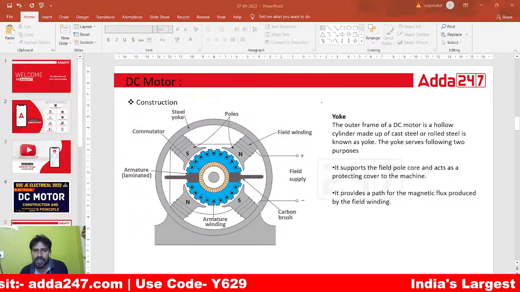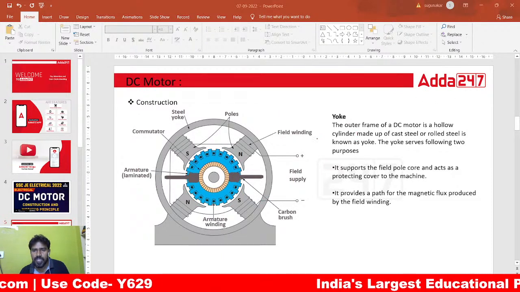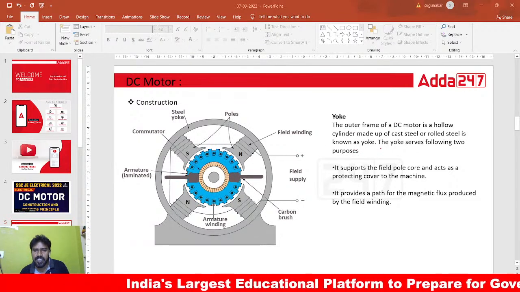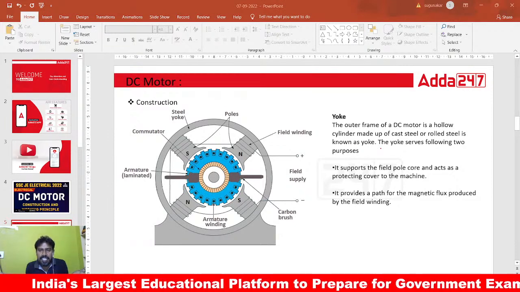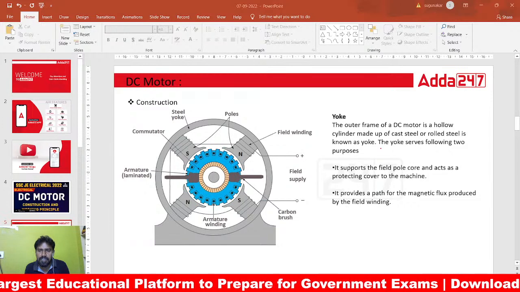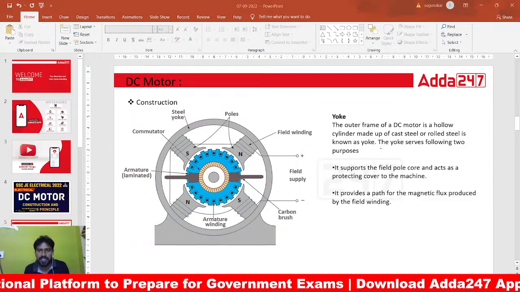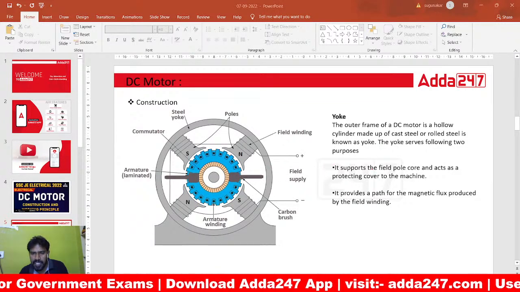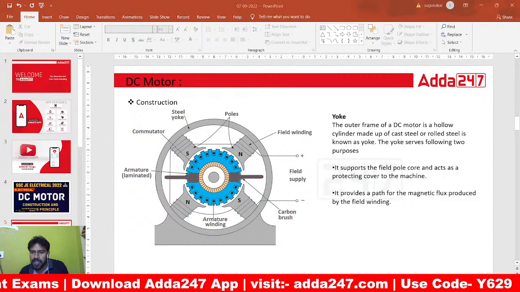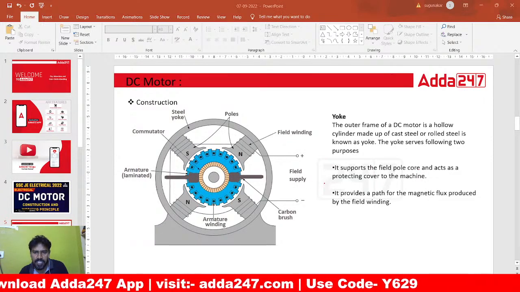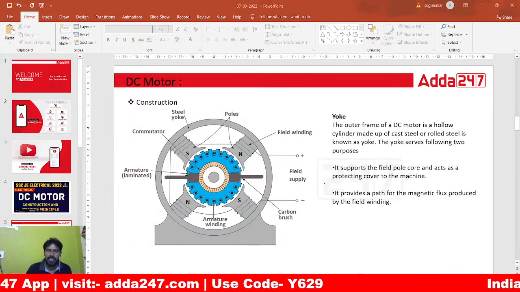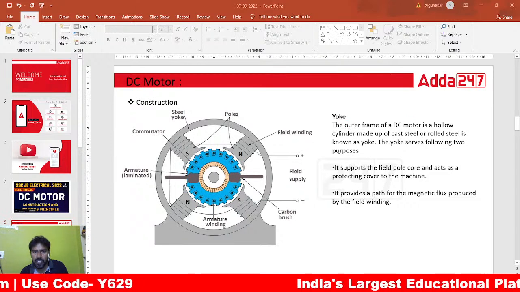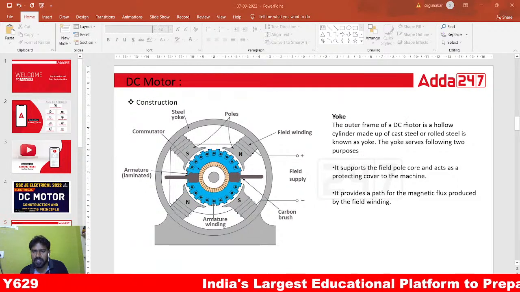What is the purpose of the pole shoes? It provides support to the field coils. When it increases the cross sectional area, the flux also increases, and it reduces the reluctance of the magnetic circuit by increasing the cross sectional area. So you can remember a few points regarding these pole shoes.